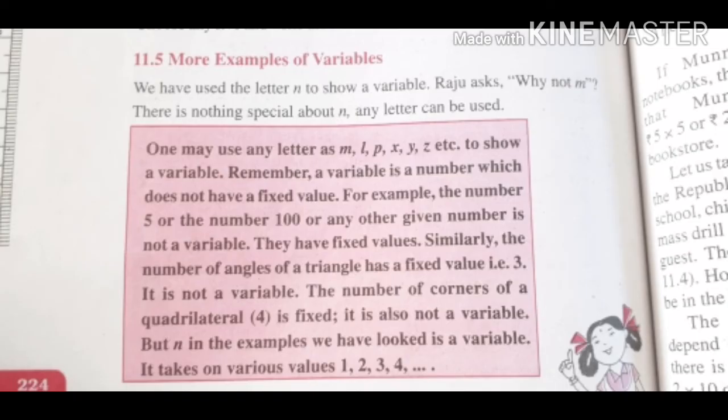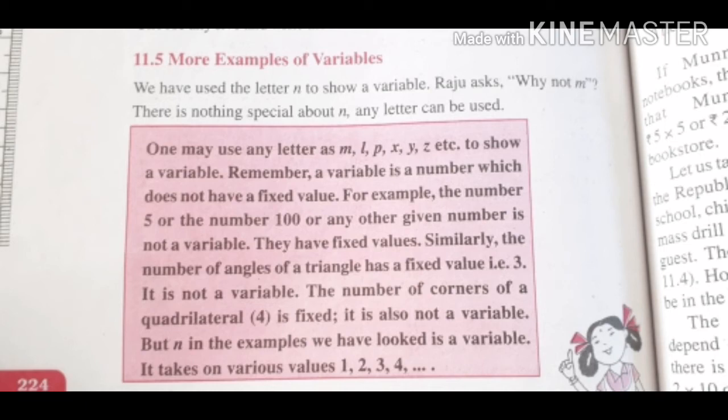There is one more concept, more examples on variable. So what are the more examples on variable? We have used the letter n to show a variable. Raju asked why not m. So one may use any letter, as I already told, m, l, p, x, y, z to show a variable.